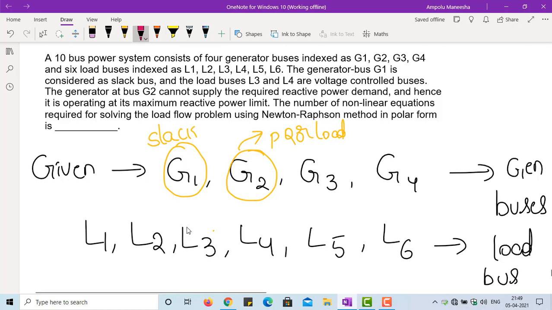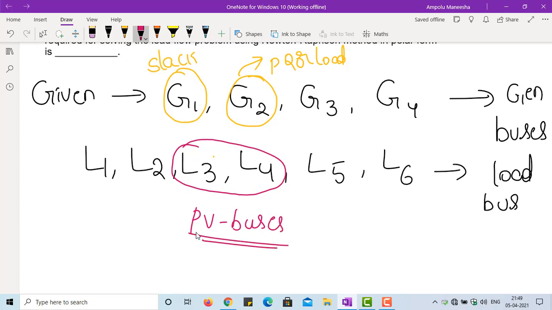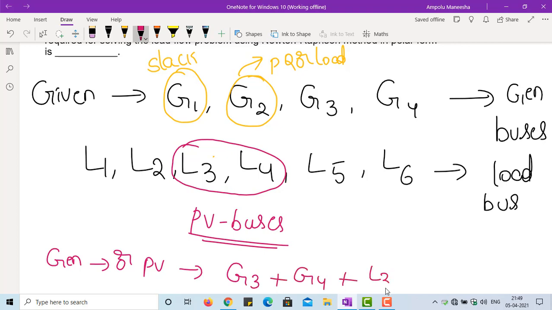Also, it is given that L3 and L4 are voltage controlled buses. Voltage controlled buses means V is known, right? So, it can be treated as PV bus. L3 and L4 are PV buses. So, the total number of PV buses are G3 plus G4 plus L3 plus L4. This is 4 generator buses.